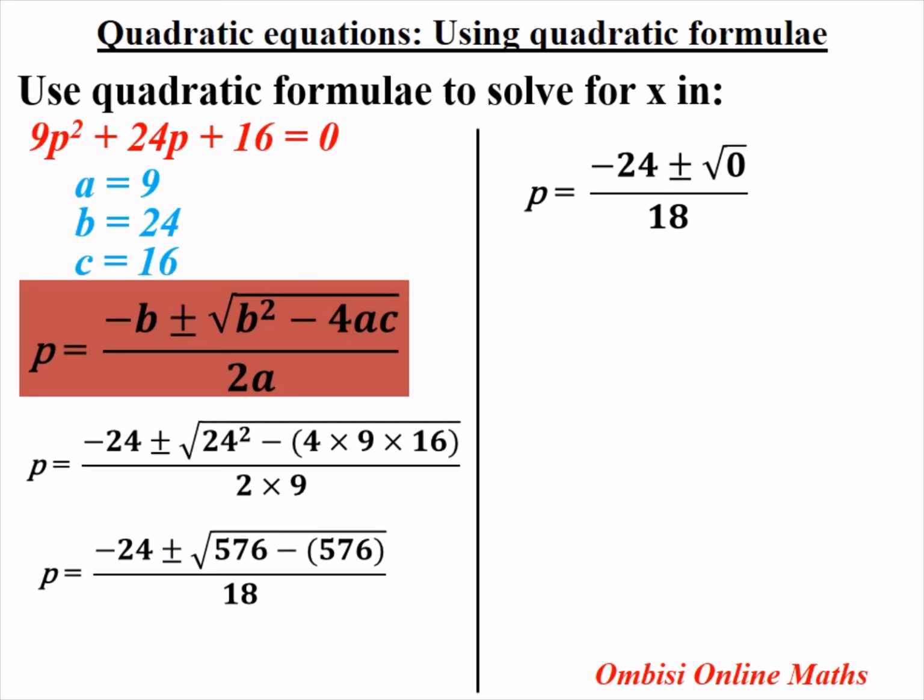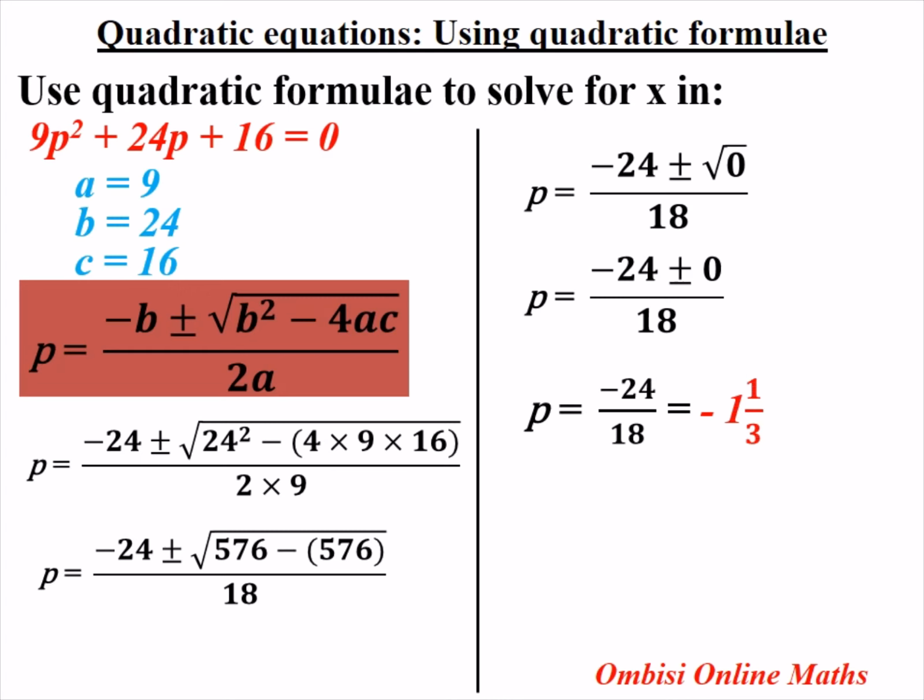Mark you, we said that when the discriminant is 0, then the equation has one root because it is a perfect square. So it means that the value of p equals negative 24 plus or minus 0, over 18. So p equals negative 24 over 18, which translates to negative 4 over 3. So it has one root, showing that it is a perfect square.